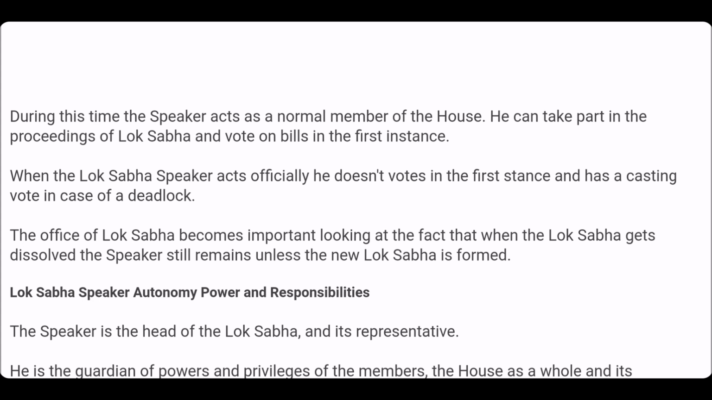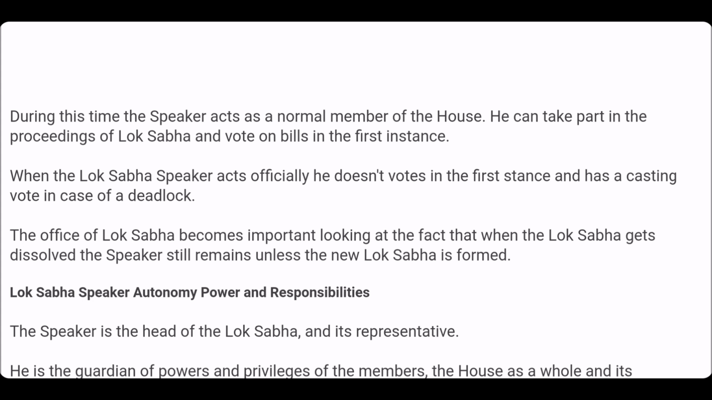Now what is this first instance? When the Lok Sabha speaker acts as a speaker, that is, he is presiding the house, then obviously he is not going to vote in the first instance. Then when he will vote, for example, on a particular bill, voting occurs in the Lok Sabha and 250 people are in favor of that vote and 250 people are against that vote. So it is a tie. So in the case of a tie, the speaker can cast a casting vote.